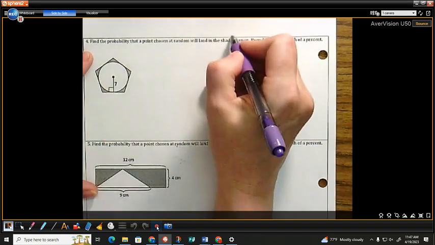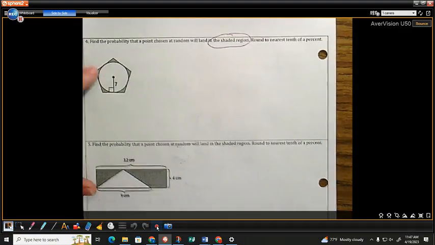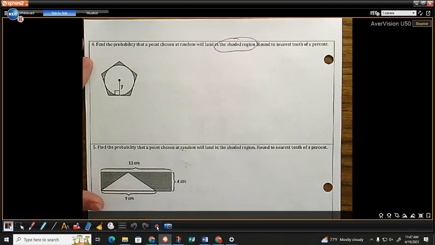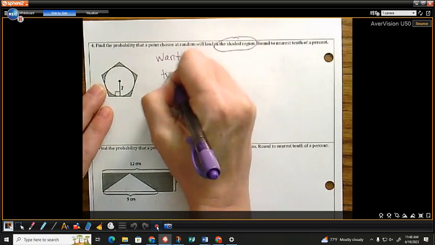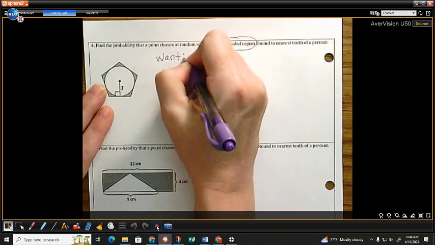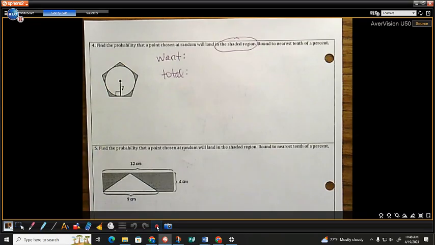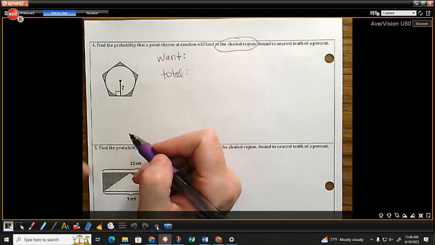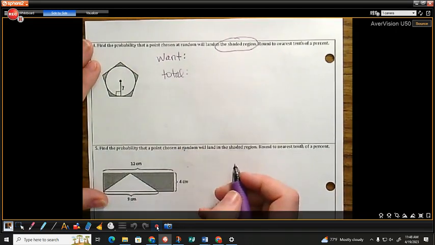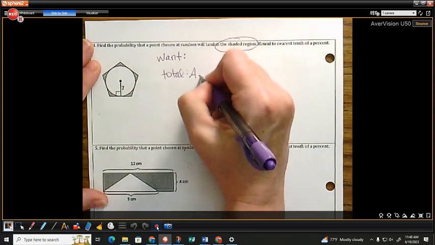I want the probability that I'll be in the shaded region of this picture. Remember, we need a want and we need a total to get a probability. Which one do you want to do first, the want or the total? Total. Might as well do the total because you're going to use it to find your want. So what shape is your total? It's a pentagon. So you have to find the area of a pentagon.